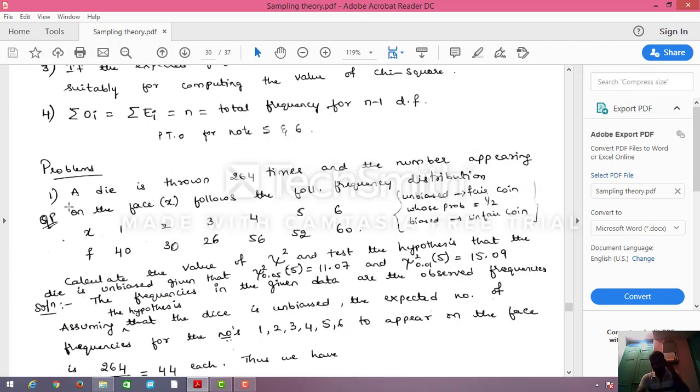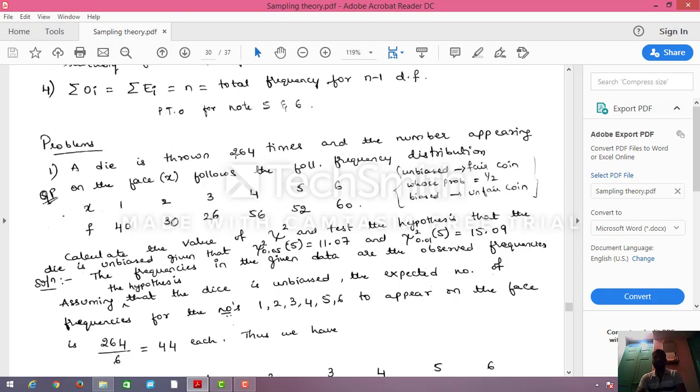See, this is the first problem. A die is thrown 264 times and the number appearing on the face, X, follows the following frequency distribution. X is the event, F is the frequencies: 1 with 40, 2 with 30, 3 with 26, 4 with 56, 5 with 52, 6 with 60.